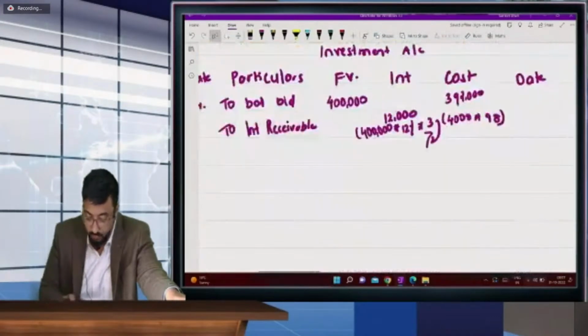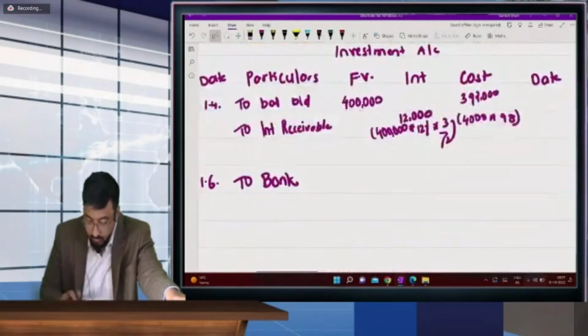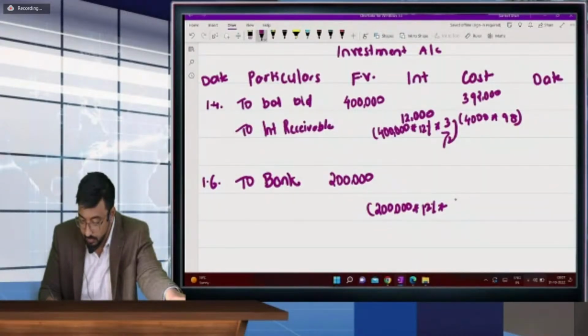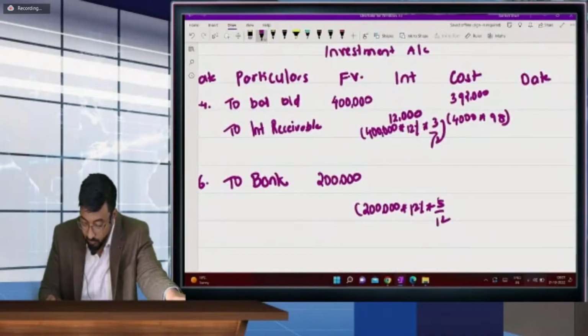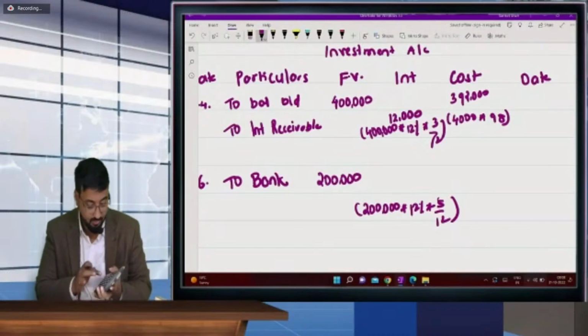Then we bought on 1st June. After one line, 1st June to bank. Two lakhs into 12% into कितने मंथ्स का लिखा था आपने? 5 months. 5 by 12. 2 lakhs into 12% into 10,000.